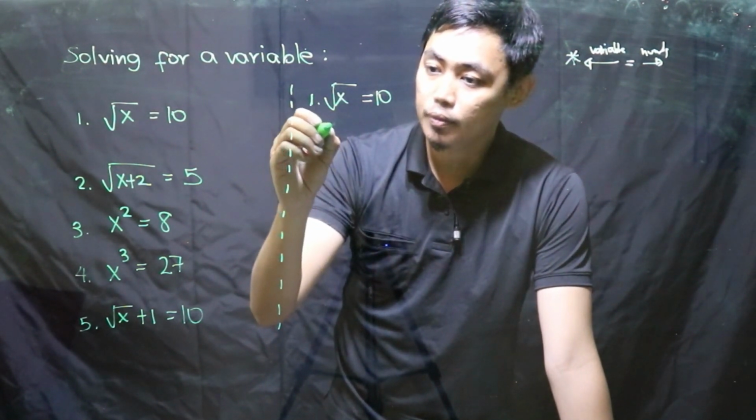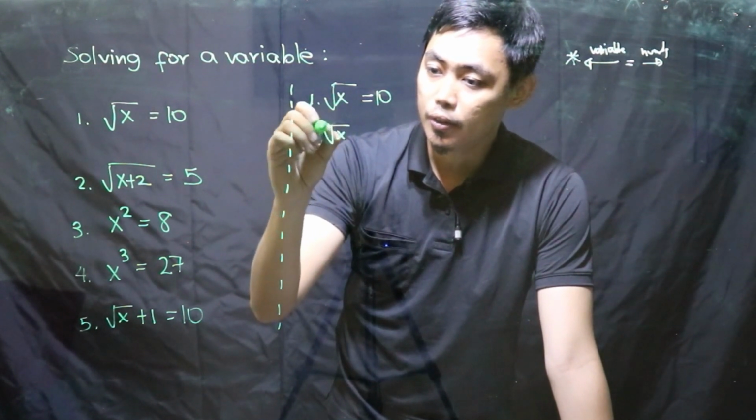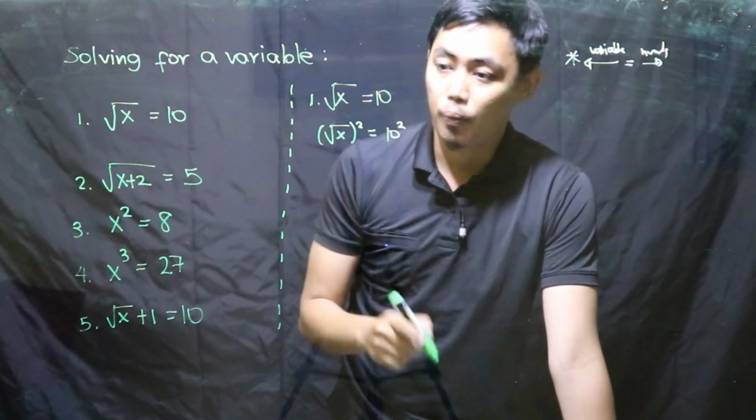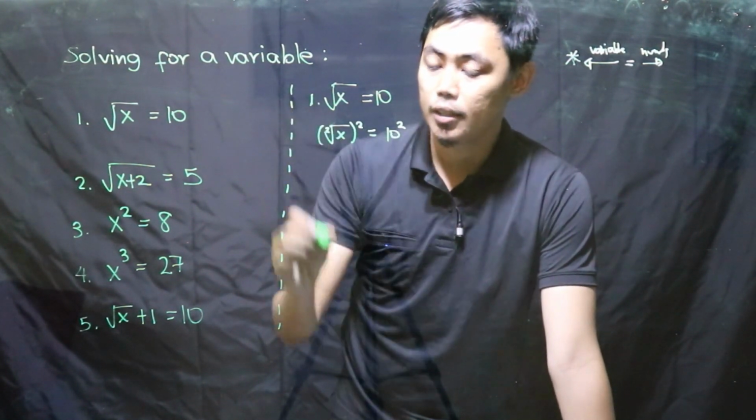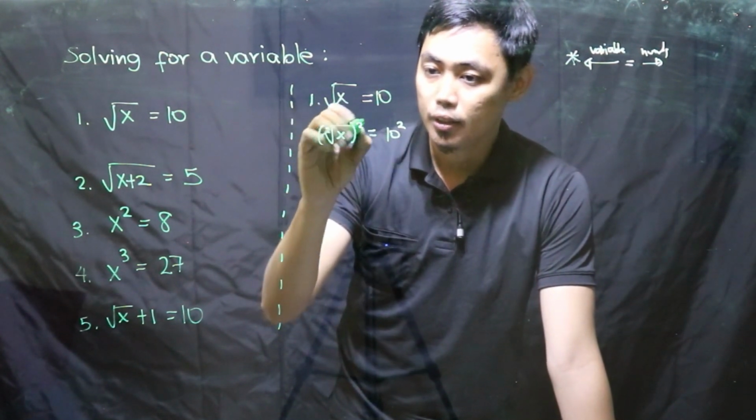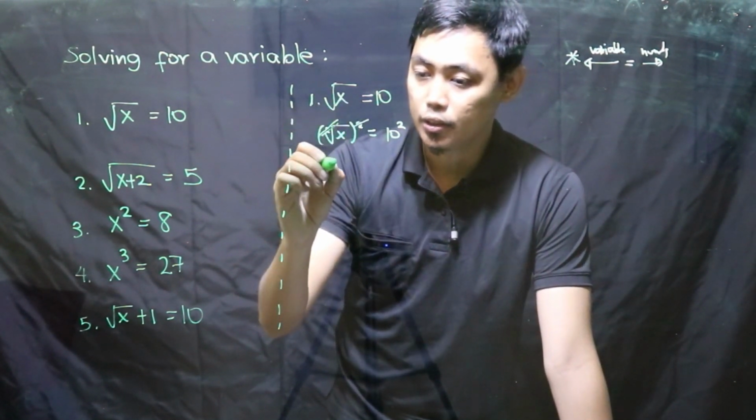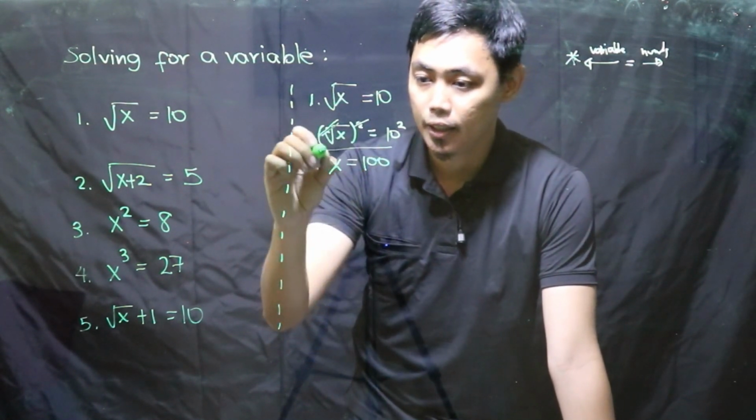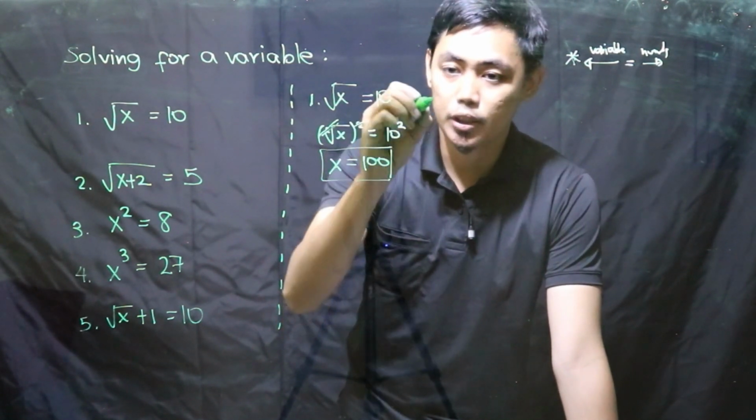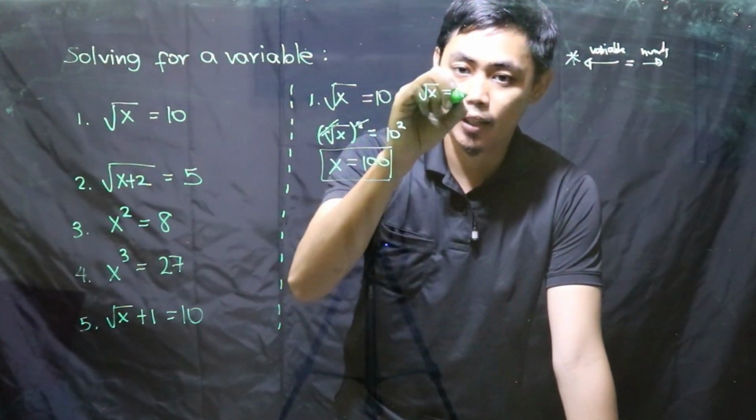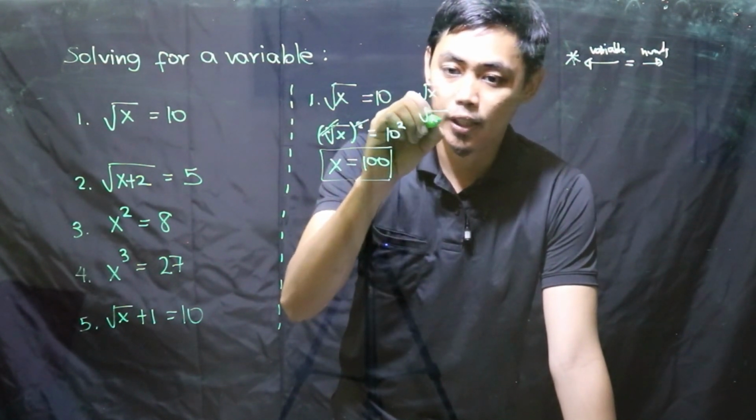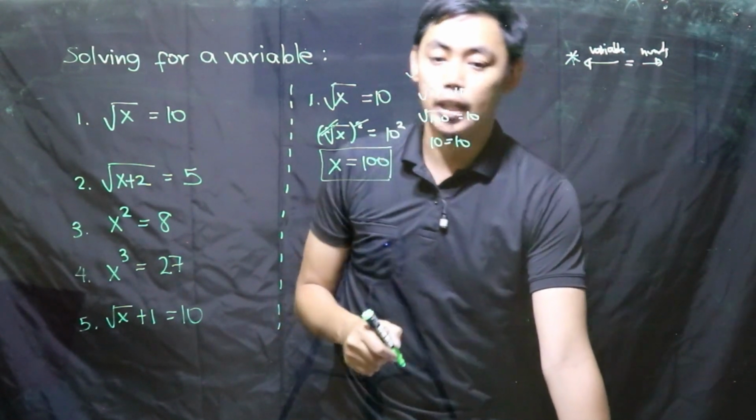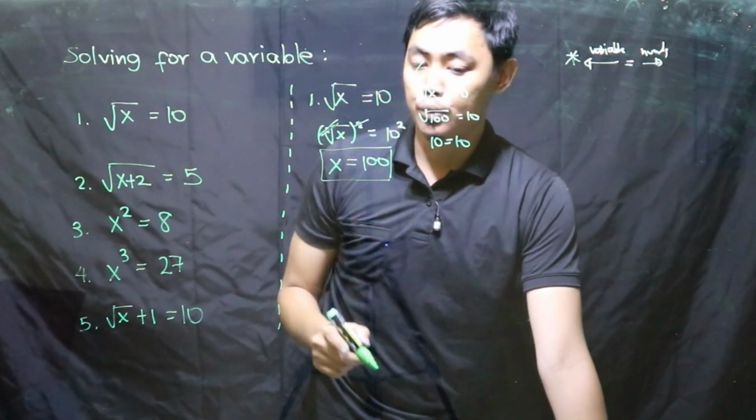To do that, we will need to raise both sides squared. Why? Because the square root is a power of 2 here. If you raise it, this would be cancelled. So what remains is x, and the right side would become 100. So this is the answer. And if you do the checking, square root of x is equal to 10, then square root of 100 is equal to 10. 10 is equal to 10, because square root of 100 is equal to 10. So that's the first rule.